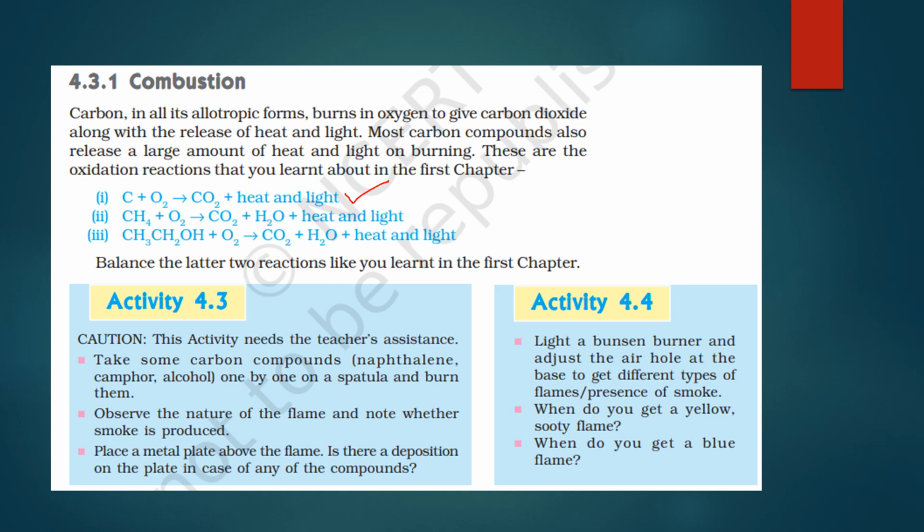In this one we see one carbon on LHS, one on RHS. So carbon is balanced. 4 hydrogens on LHS and 2 hydrogens on RHS. So here we have to place a 2, and then there will be 4 hydrogens. Now, how many oxygens are here? 2 oxygens are here, and here 2 plus 2, 4 oxygen atoms. So here we will place a 2 so that there are 4 oxygen atoms here too. So now this equation is balanced, correct?